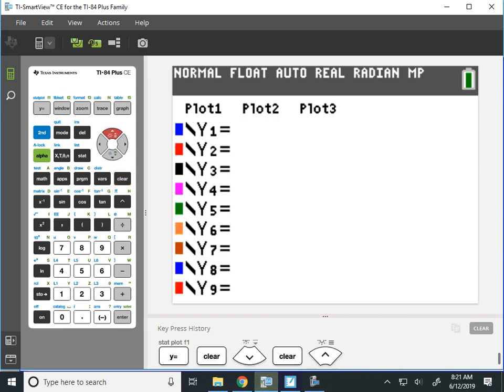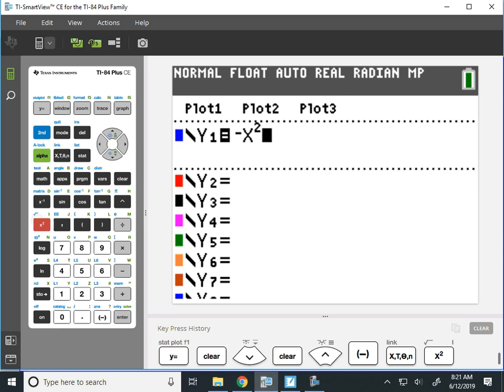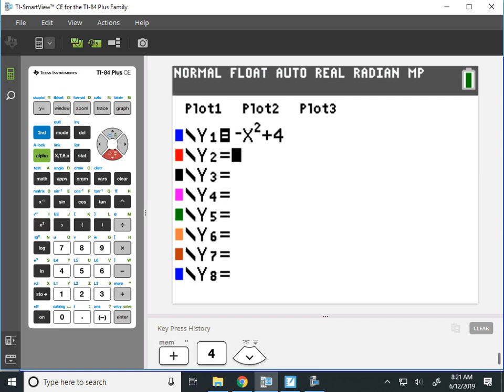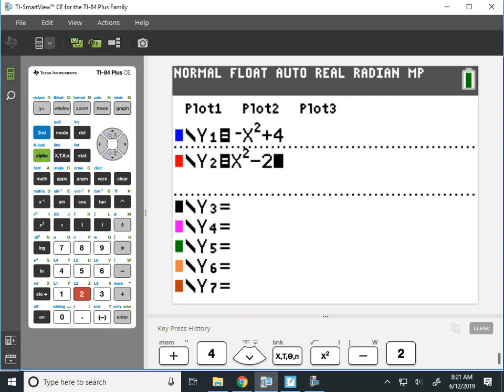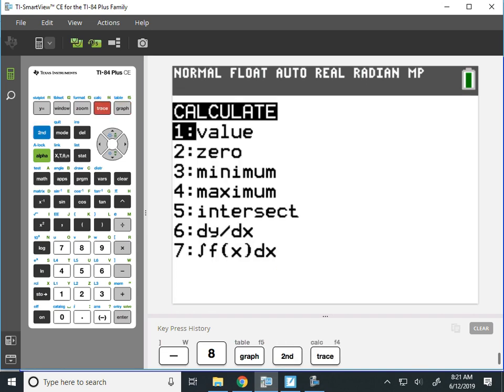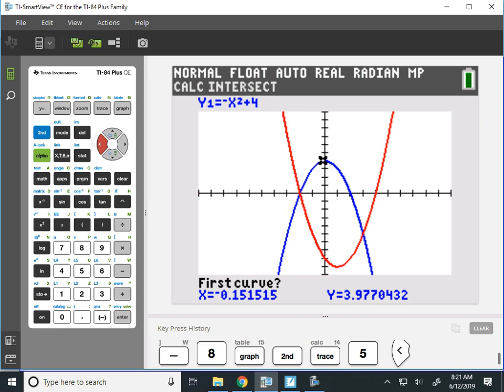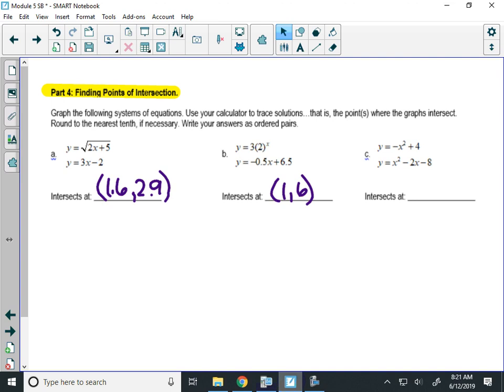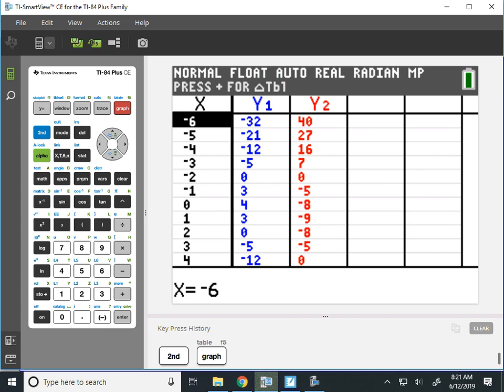letter C. We will have negative x squared plus 4, and then x squared minus 2x minus 8. When I hit graph, I see that those two parabolas intersect at 2 different points. So I'm going to trace the intersection. Now I'm going to bring my cursor over a little bit to the left so that it knows I'm looking for the left intersection point first. Now I can hit enter 3 times. 1, 2, 3. And it'll find the intersection there is at negative 2, 0.